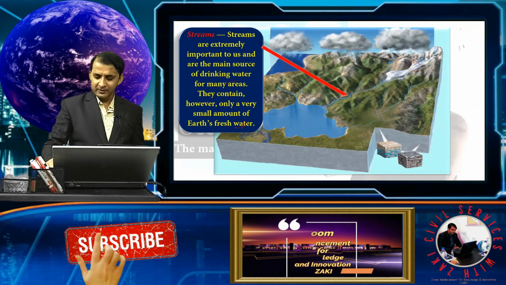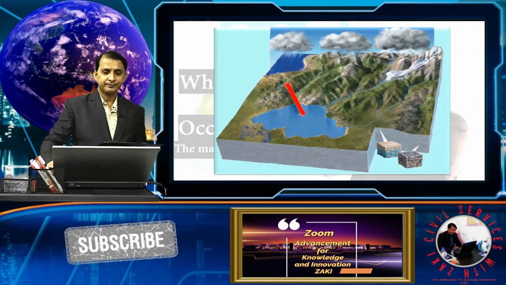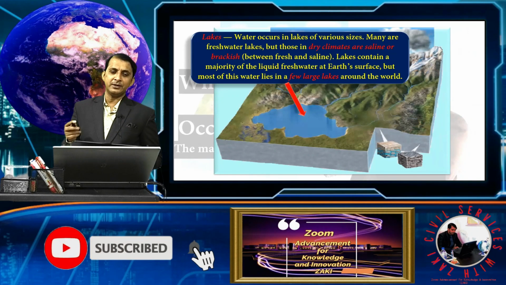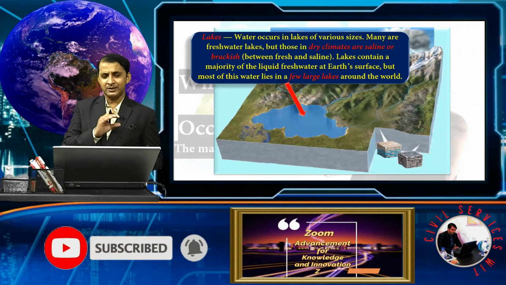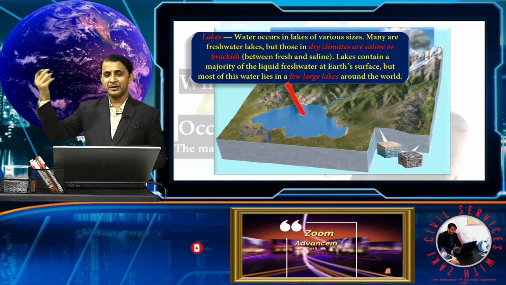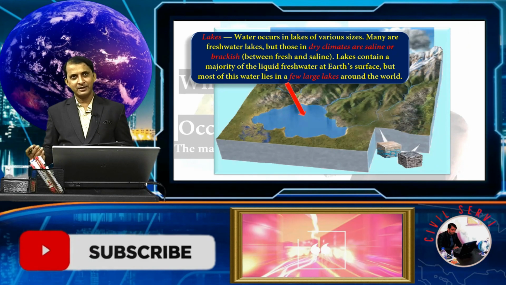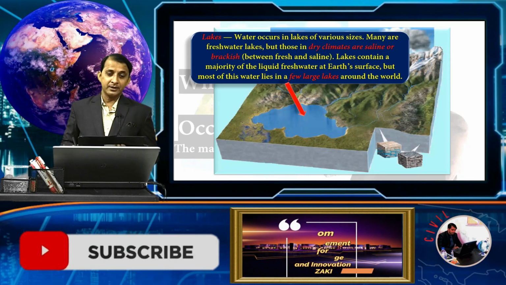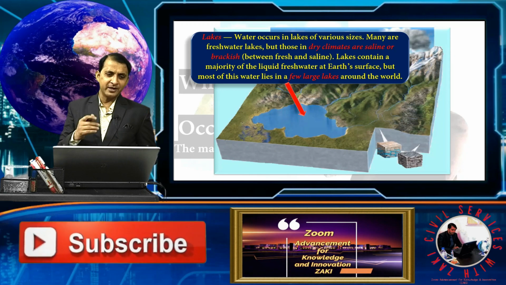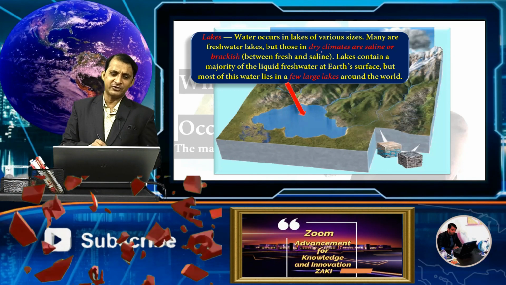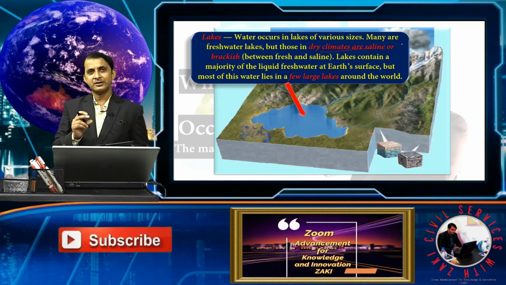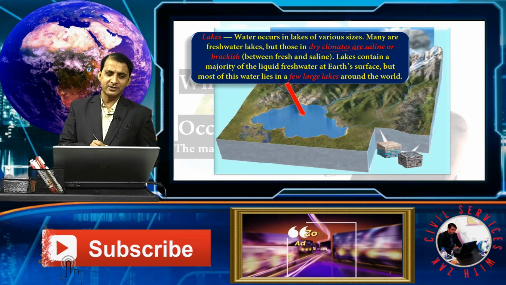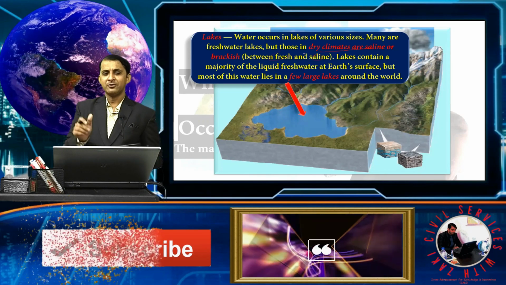So we move forward and see another setting: lake. Water occurs in lakes in various sizes. You find lakes of various sizes, some very big, like the Caspian Sea and Lake Superior, but also some small lakes. Many are fresh water, but in some dry areas lakes can be saline or brackish. Brackish means between fresh and saline.